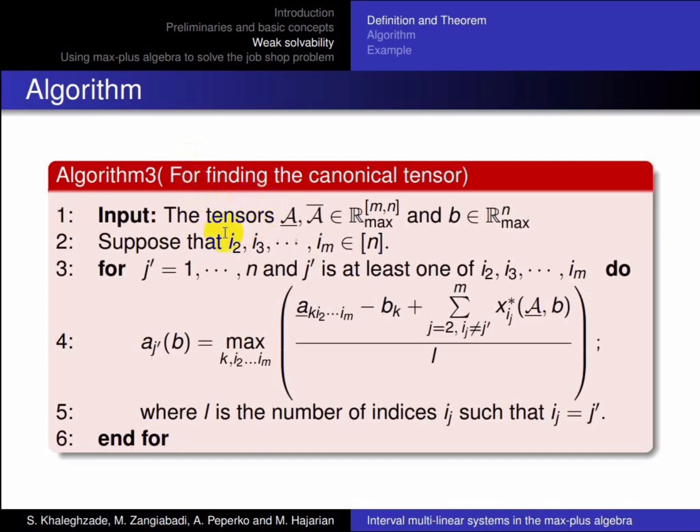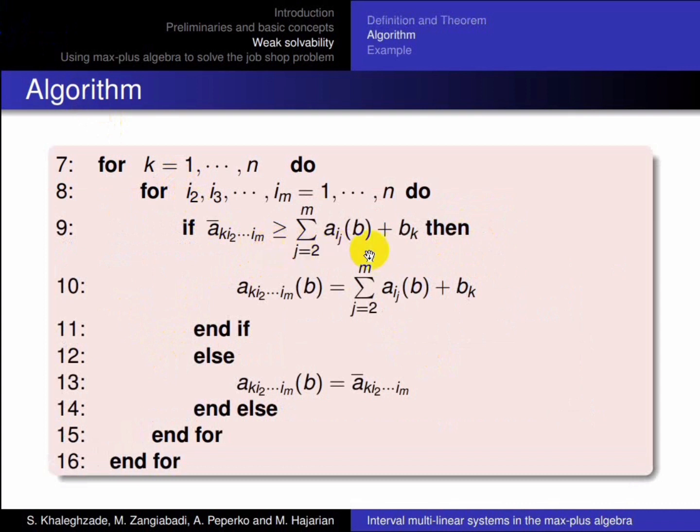First, we have the lower bound and upper bound of the interval tensor and vector B. So we compute this maximum, and we check this condition in line 9, and so we have these equalities, else we have these equalities.